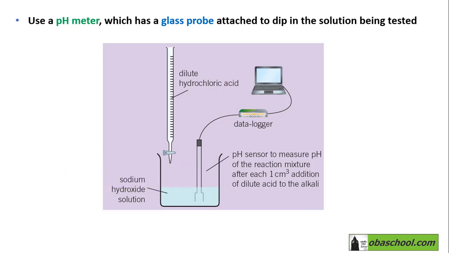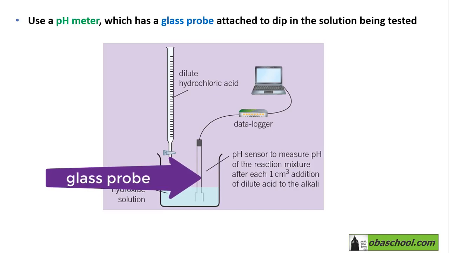So the following pH meter includes the probe, as you can observe here. This probe is dipped inside the solution that is being tested, and actually it's a glass probe. It has sensors which directly log the data into the data logger, which is already connected to the computer, so you get the answers directly on your computer.